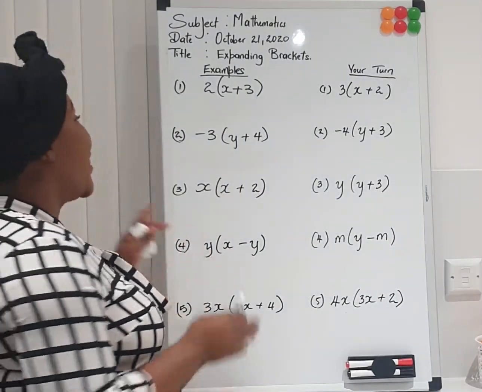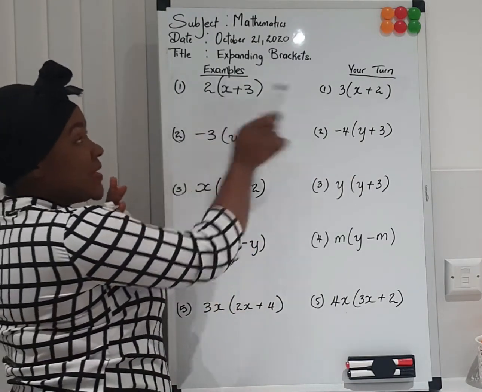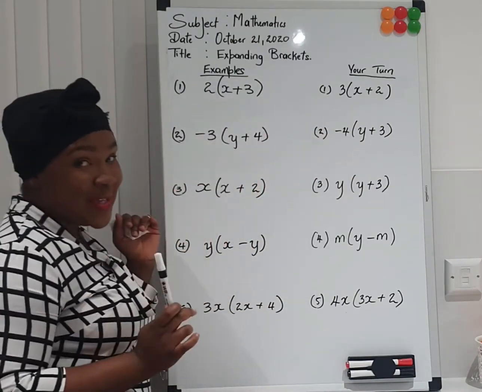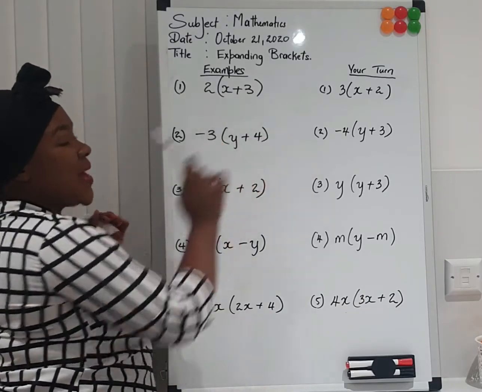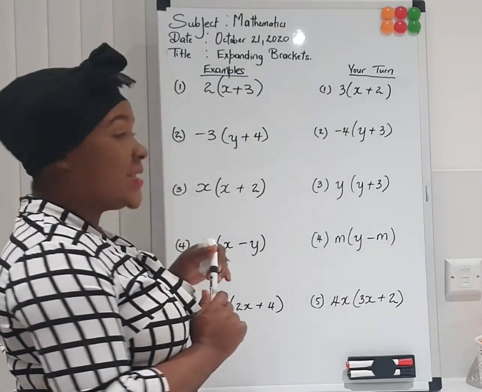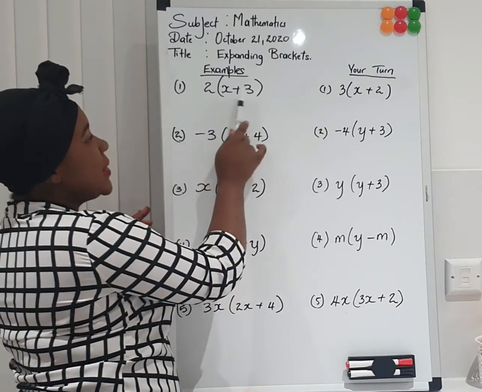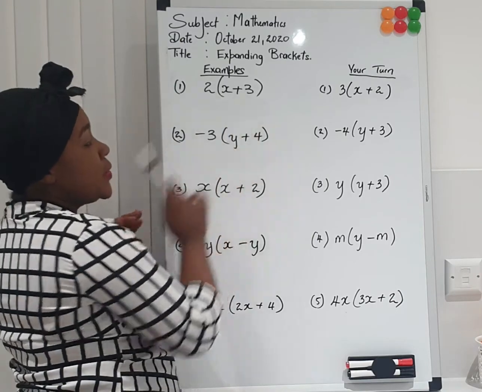Let's go. So if you look on our board, you realize we have examples and your turn, which means I'll be doing the examples and you'll be doing the your turn. Alright, so we'll go with the first example, and it says 2 open bracket x plus 3 close bracket.